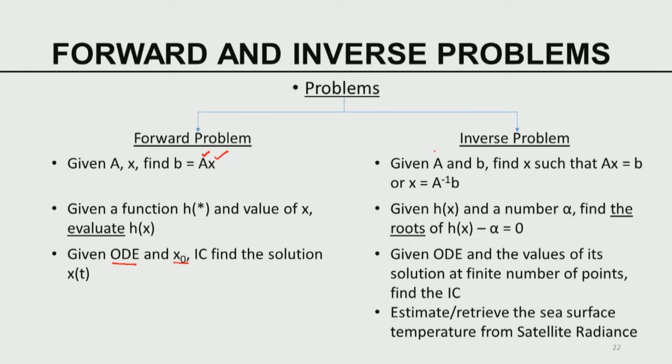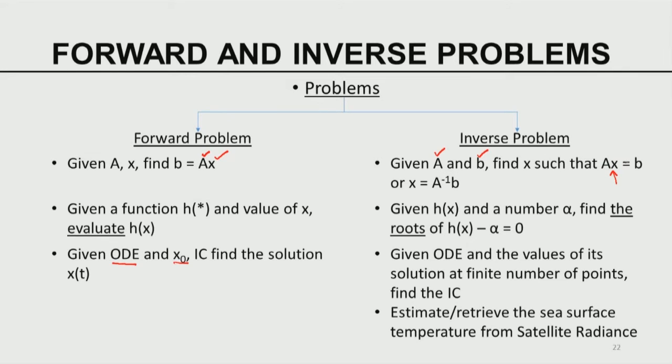Given A and a vector B, I would like to find X such that AX is equal to B. Now you can see the difference. Given A, given X, finding B is the forward problem. In other words, I am given all the quantities in the right hand side. I simply need to evaluate the expression to get the value of the left hand side. In the inverse problem, a part of the left hand side is known, a part of the right hand side is known. There are certain things either in the left hand side or the right hand side that are not known. I have to find the one that is missing.